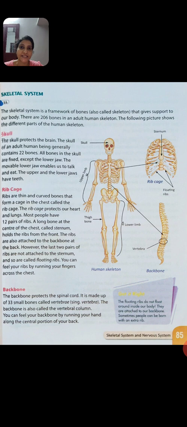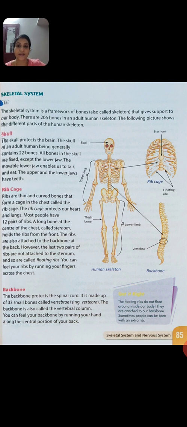We have completed our skeletal system, but we haven't started reading that portion. So today in the session we are going to read about the skeletal system. Okay. So take page number 85. We shall read. Okay. You can repeat it with me.